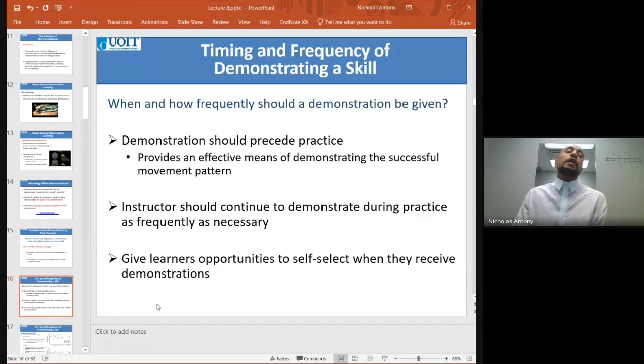Research has shown that demonstrations should precede practice. So obviously, you would want the participants or the beginners to observe the demonstration before practicing. And research has shown that the instructor should continue to provide demonstrations as frequently as necessary. Typically, you give learners the opportunity to self-select when they receive demonstrations. Research has shown that this is the most effective strategy when utilizing demonstration throughout a practice.